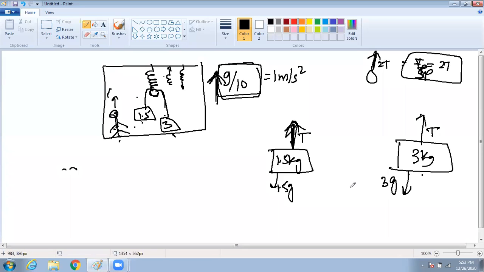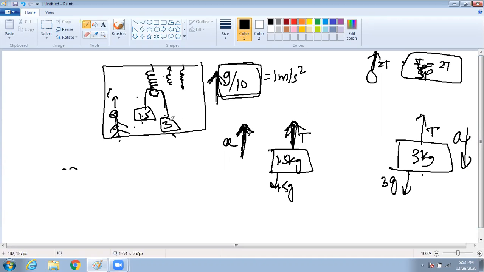Sir, that 1.5g will act upward only, because the 3 kg is heavier, so the 1.5 kg will tend to move upward. No, I'm putting this upward, and this is moving by A downward. Correct?